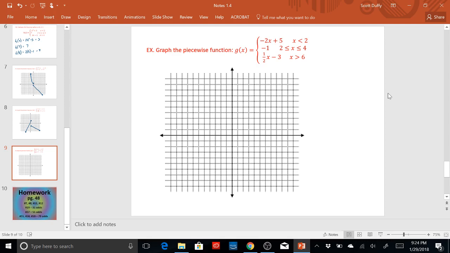So where x is less than 2, I'm going to just see where x is 2 for that first one. So it's negative 2 times 2 plus 5. And then I know I can follow this line to the left of it. Negative 2 times 2 is negative 4, plus 5 is 1. So at 2, 1, I'm going to have an open dot. And then I will graph that. Now I go through 5. I know it goes down 2 over 1. Same thing backwards.